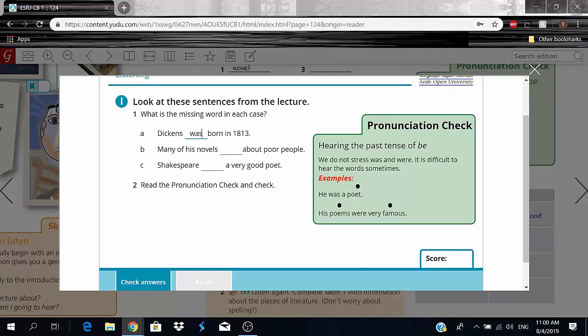B: many of his novels dash about poor people. So many of his novels were about poor people. And why did I write were? Because novels is a plural word. So many of his novels were about poor people. Then finally we have C: Shakespeare dash a very good poet. And Shakespeare, the name of one person, was a very good poet. And we read the pronunciation check.